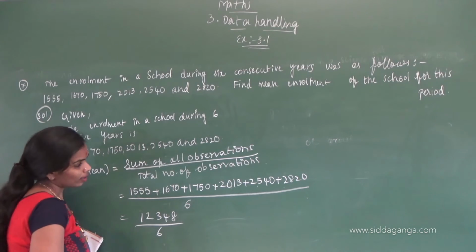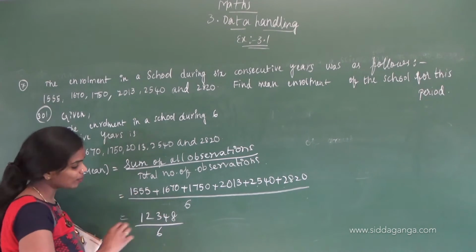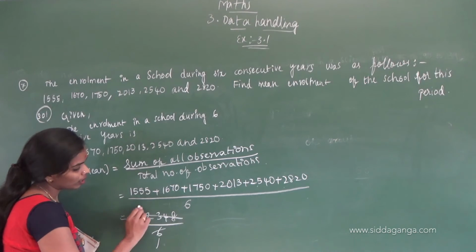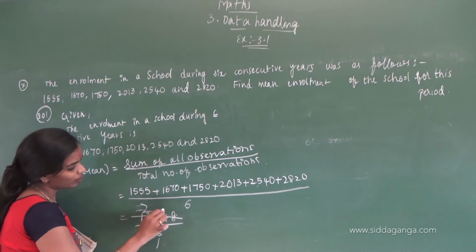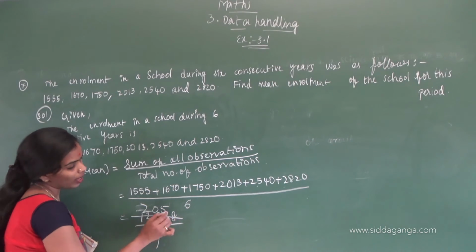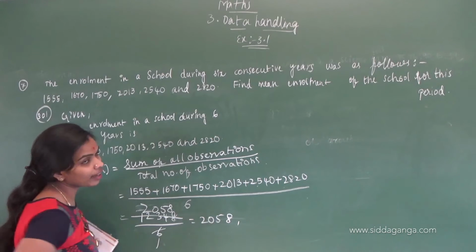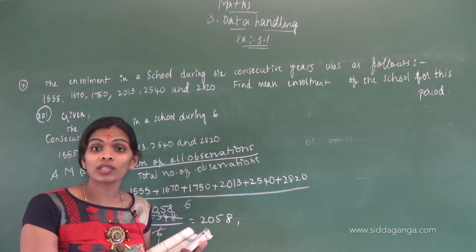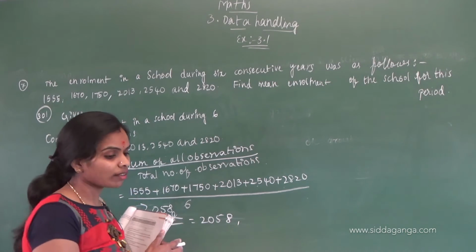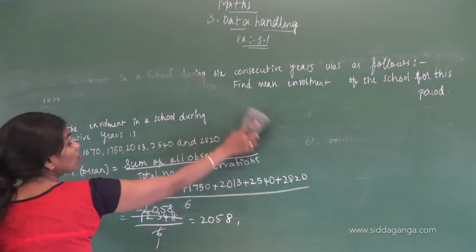Okay, if you have any doubt just add. You first add and keep the answer. What is the mean of this observation? 2058. Just move on to the next question, children.